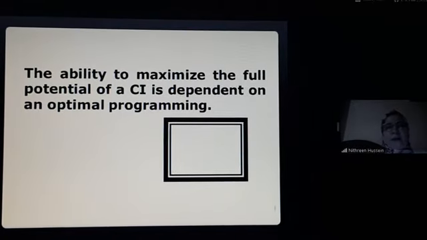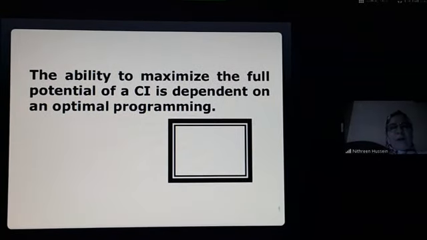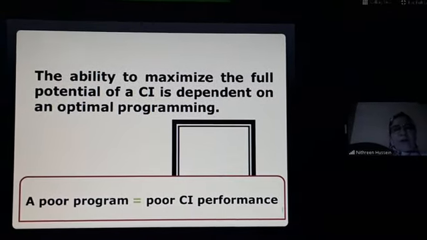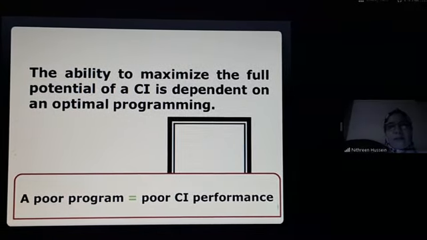So to finalize, the ability to maximize the full potential of a CI is dependent on an optimal programming, and a poor cochlear implant program equals poor cochlear implant performance.